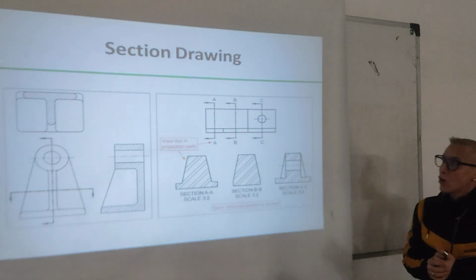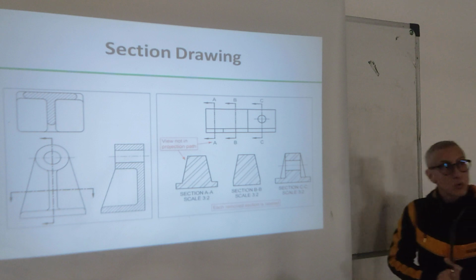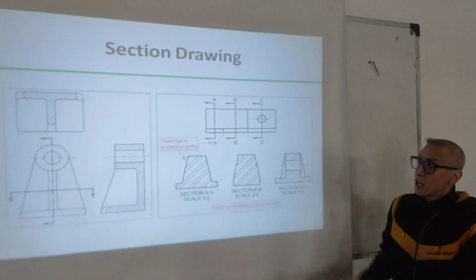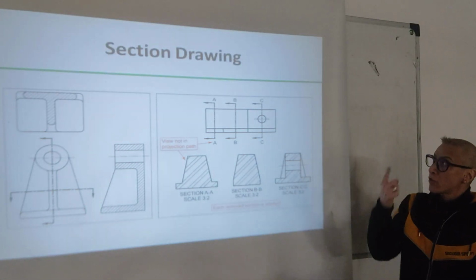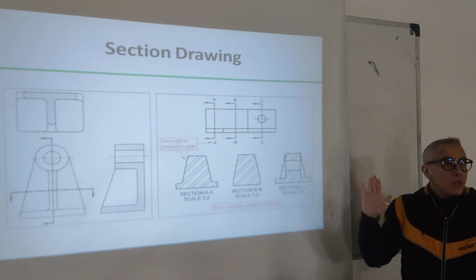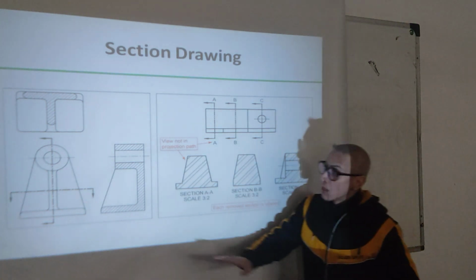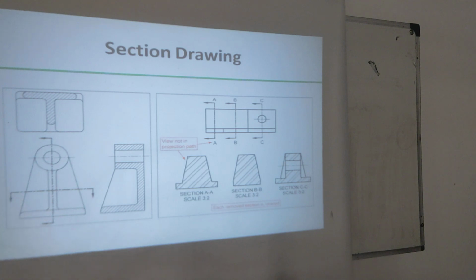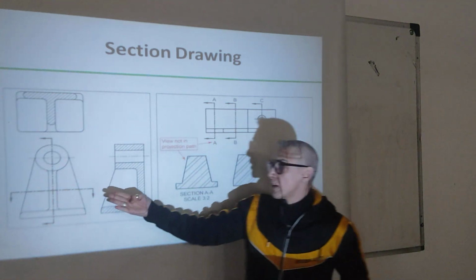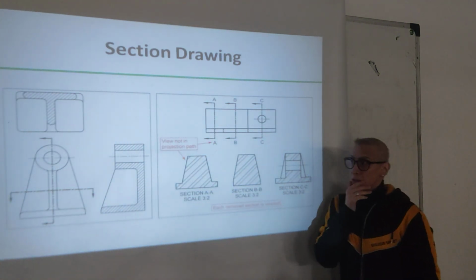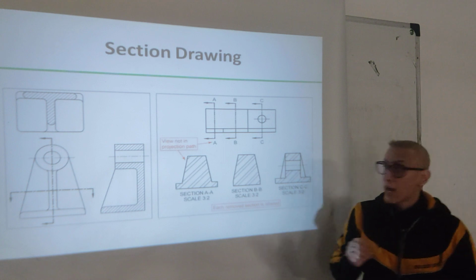Here is an example of multiple section views in one object. So we said that you can have more than one cut. Sometimes you need to do that, okay? So here, for example, in this object, we can see it's cut using what? Full section views. Full. How full?